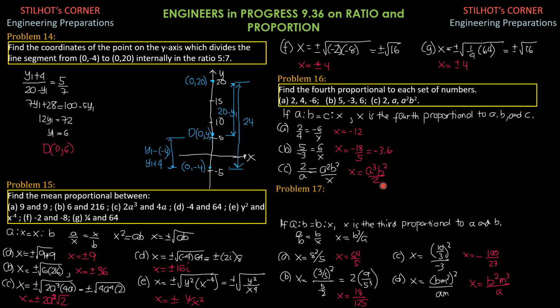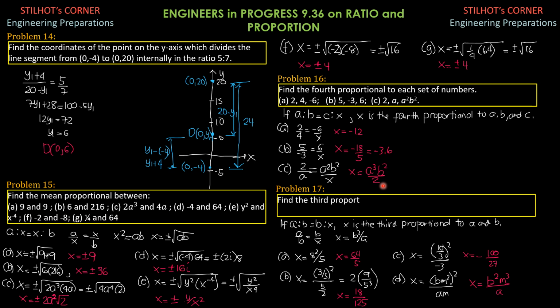Then for problem 17, find the third proportional to each pair of numbers. So we have a, b, c, d. So this is the guide again, same as here. So a is to b equals b is to x. b is the mean proportional between a and x, while x is the third proportional to a and b. So a is to b equals b is to x. So the formula for x, our guide, is b squared over a.